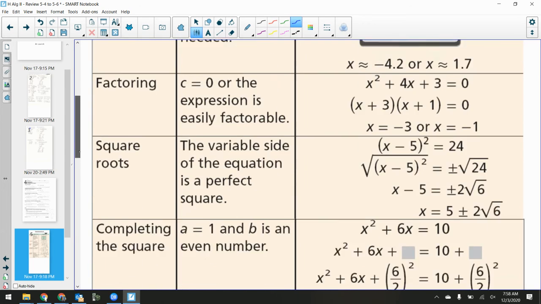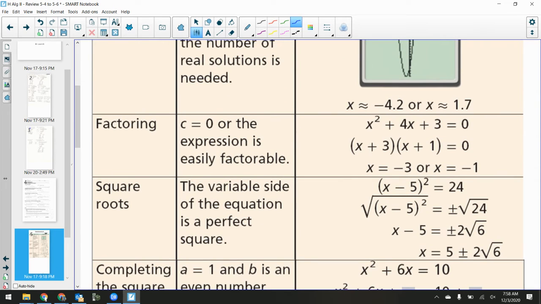Now, the next method that we talked about, getting into section 5.3, is factoring. When would I use that? Well, factoring is easiest when you have no number out front, and it actually does factor. Our first line of defense is always trying to factor. If we can factor it down, life is good. We can factor it, set each factor equal to 0, and then solve.